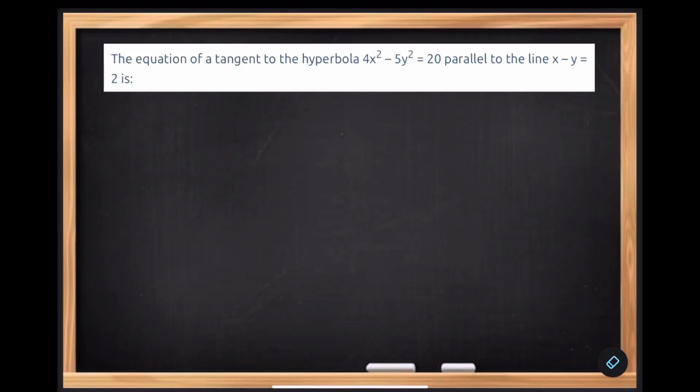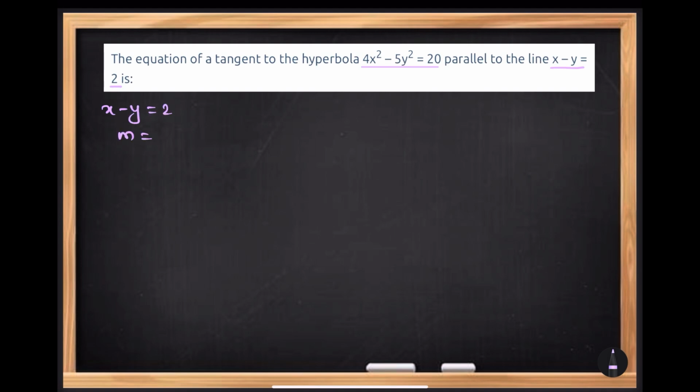Okay, so we got this situation. Now let's see how we will crack this question. The question is the equation of tangent to this hyperbola. You have to write down the equation of tangent to this hyperbola which is parallel to this line, which means they have given you the slope of the line, the slope of the tangent, and you have to write down the equation of that tangent.